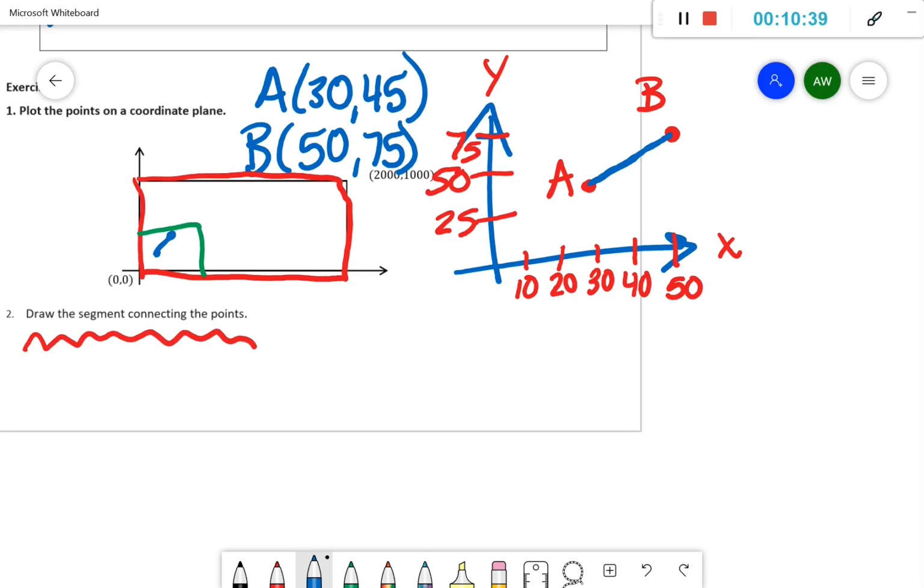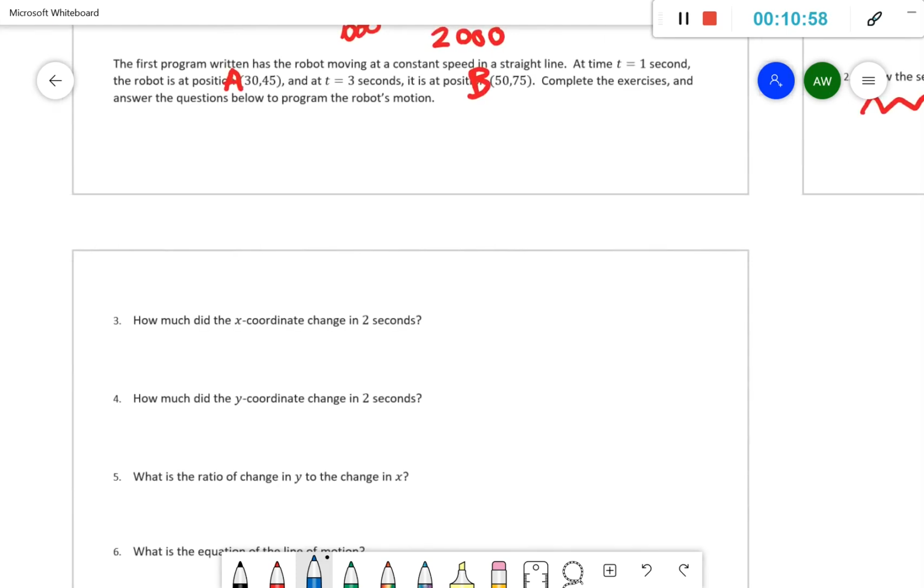All right, so we're going to be using this graph that we just made to answer the rest of the questions. I might need to refer back to this pretty often. So the other piece of information that we didn't really think about when we first read the question was, when are we at each point? So the idea here is that when the time is 1 second, we're at point A, and when the time is 3 seconds, we're at point B.